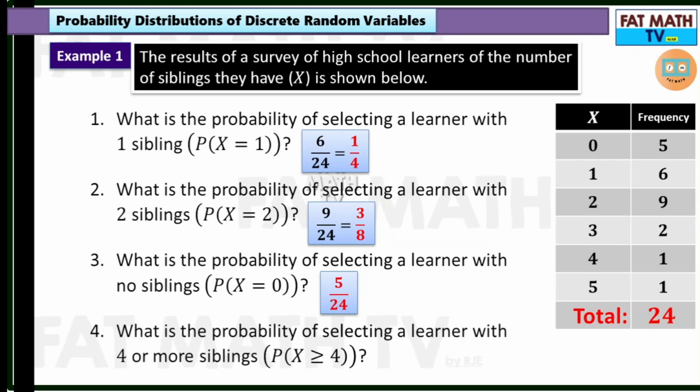Number 4. What is the probability of selecting a learner with 4 or more siblings? 4 or more. That means to say either 4 or 5. So there are 2 of them. That's 1 plus 1. We have here 1 with 4 siblings. Another one with 5 siblings. So there are 2 out of 24. Simplify that by dividing both the numerator and denominator by 2. You will get 1/12. So 1 over 12 is the probability.